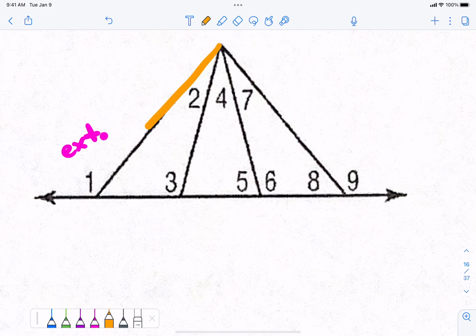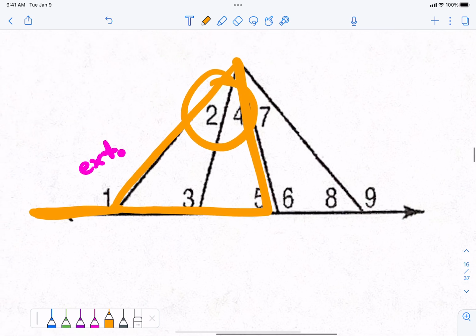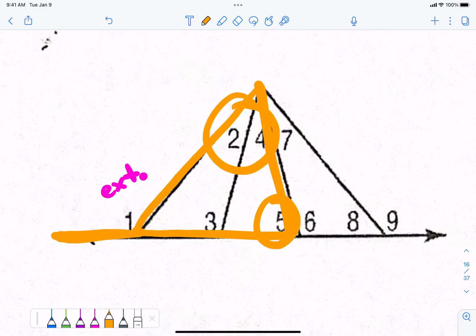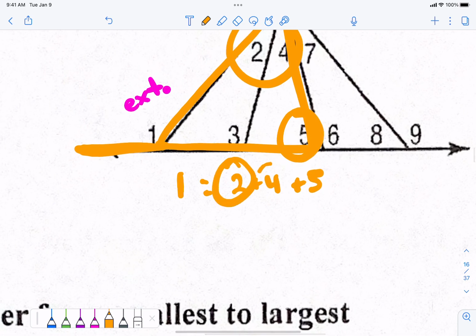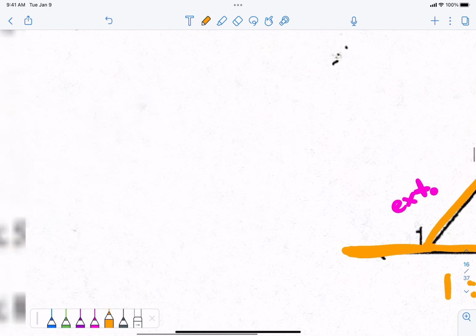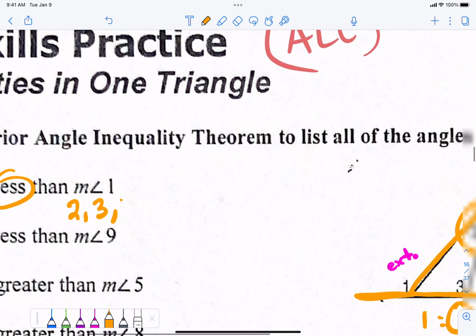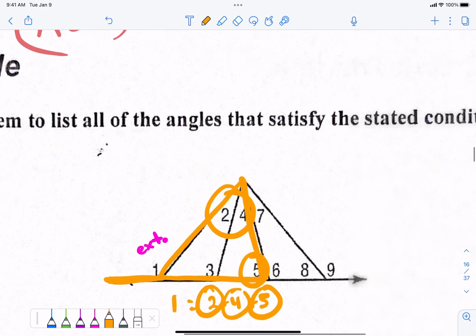In this triangle right here, angle 1 is exterior. This angle plus this angle makes angle 1. So do we just say 4 and 5 are equal to angle 1? Angle 2 plus angle 4 plus angle 5, right? Those three angles together make up angle 1. You see that? We already know 2 is smaller than 1, but now 4 is smaller than 1 and 5 is smaller than 1. So I'm going to add 4 and 5 to my list. Are you following along? Are we doing okay?